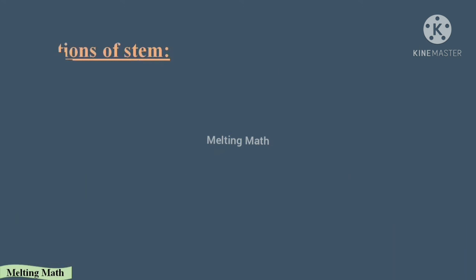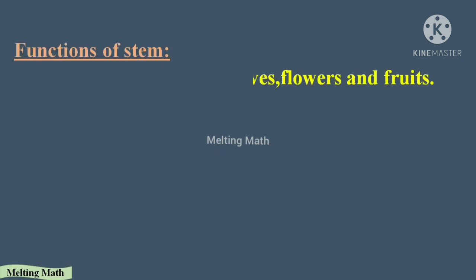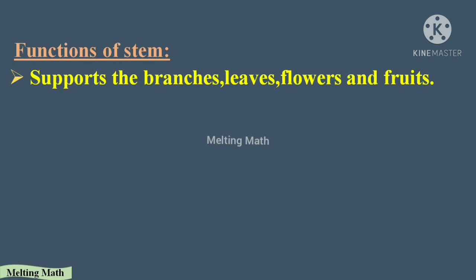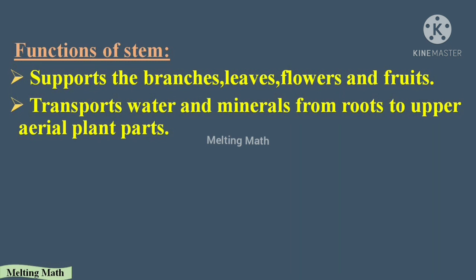Next, see about the function of stem. The stem supports the branches, leaves, flowers and fruits, because the stem only holds the whole weight of the branches, leaves, flowers and fruits. Okay. Next, the stem transports water and the minerals from root to the upper aerial plant parts. First, the root absorbs the water and the minerals from the soil. After absorbing, the stem carries those minerals and water from the root and transfers them to the branches, leaves, flowers and fruits. That's what they are mentioning here.